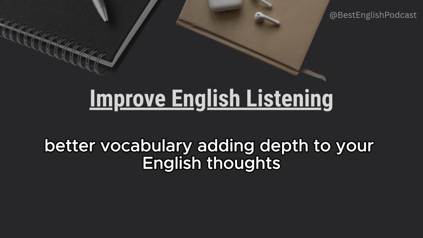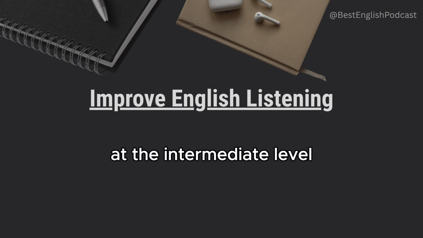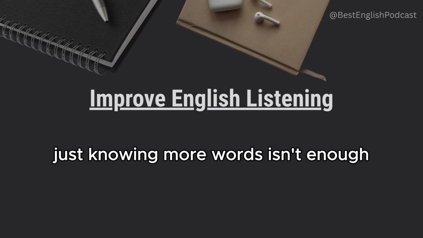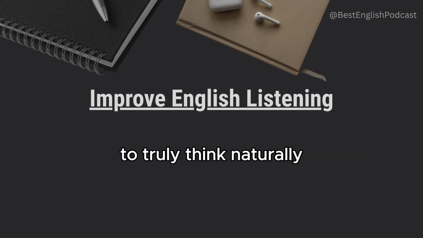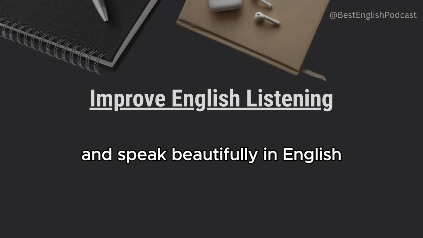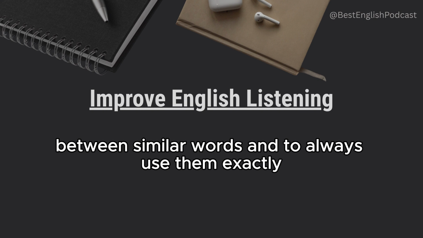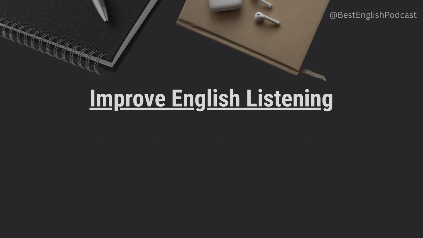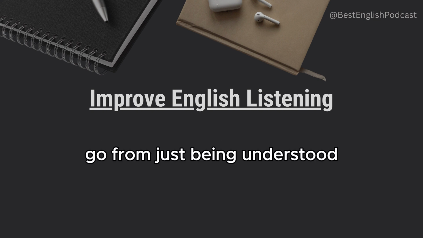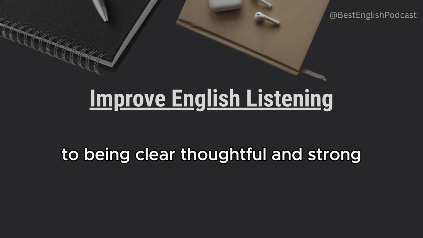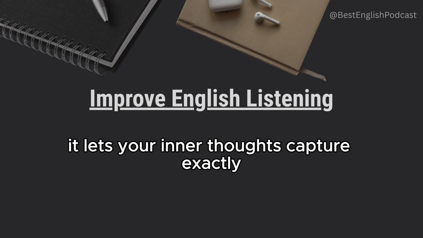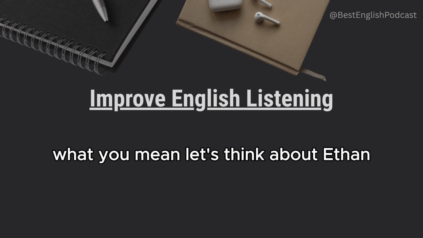Better vocabulary, adding depth to your English thoughts. At the intermediate level, just knowing more words isn't enough to truly think naturally and speak beautifully in English. The next important step is to understand the small differences between similar words and to always use them exactly. This is what makes your English go from just being understood to being clear, thoughtful, and strong. It lets your inner thoughts capture exactly what you mean.